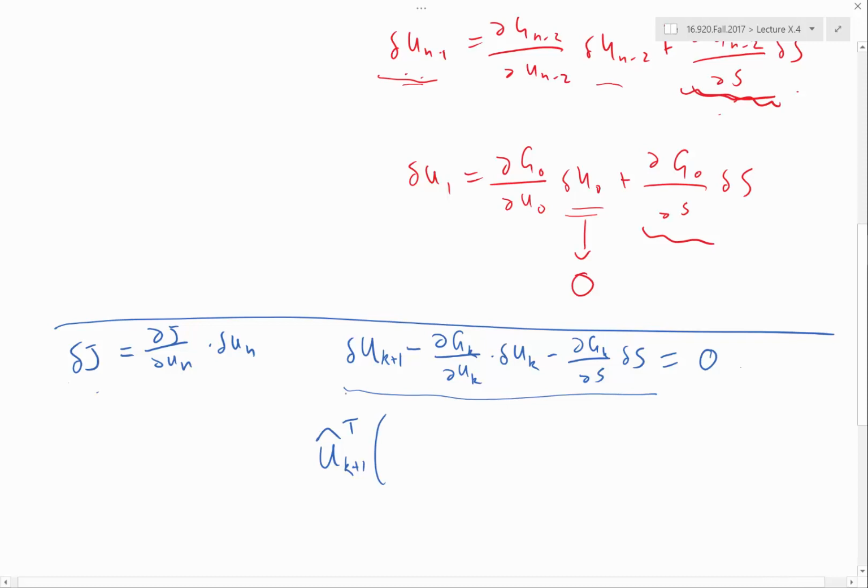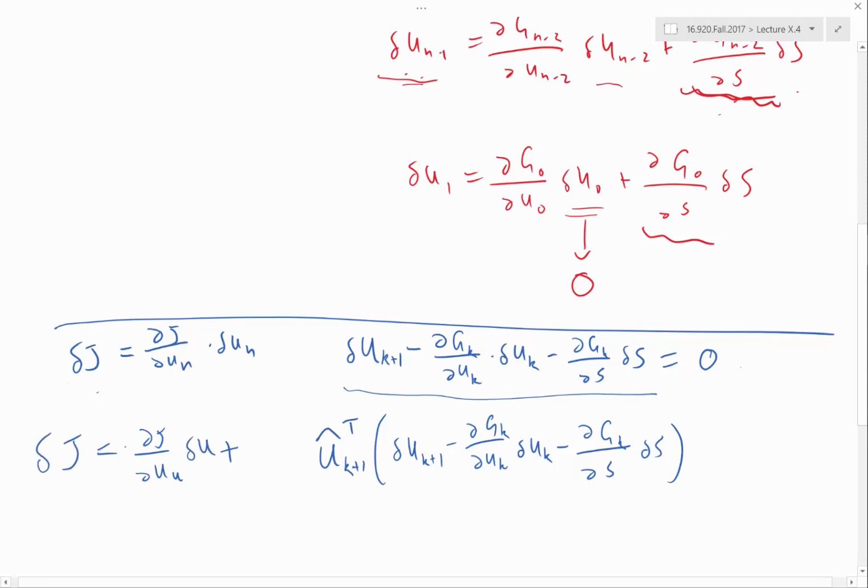So the transpose of uk plus 1 hat with this should be 0 because the formula inside the parentheses is equal to 0. So if I add it to delta j, which is this formula, I should still get delta j, right? And this is true for all the k's. So if I add with k goes from 0 all the way to n minus 1, this is still delta j.